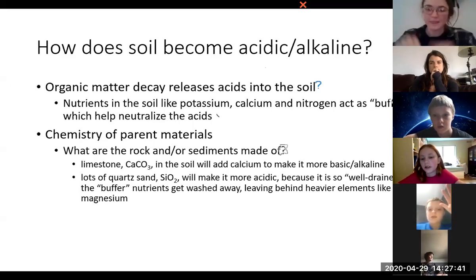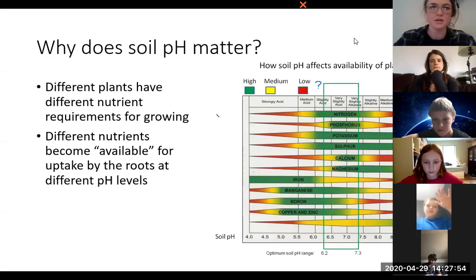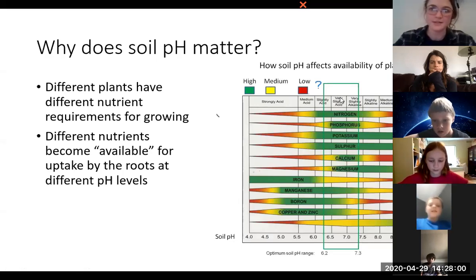So just in case you hear that and you get confused, just know that it means the same thing as basic. So yeah, different plants like different soil pHs, and that is because the pH affects which nutrients can be available to these plants. So, some more complicated chemistry.